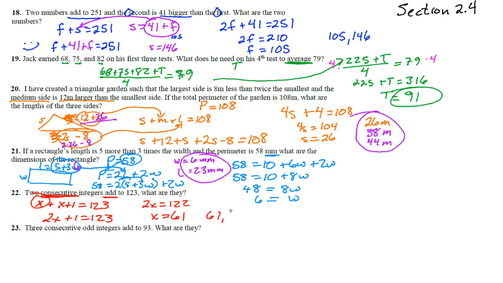So 61 and 62, and we really only needed one variable in order to solve that, because we just needed where these 2 consecutive integers started counting from. Oh, I like that one. That was good.